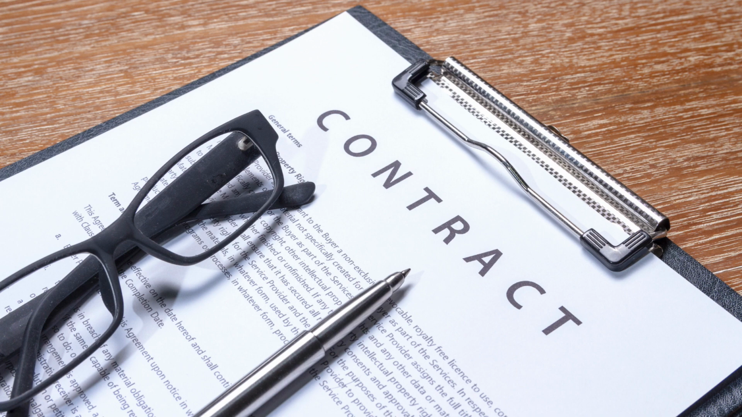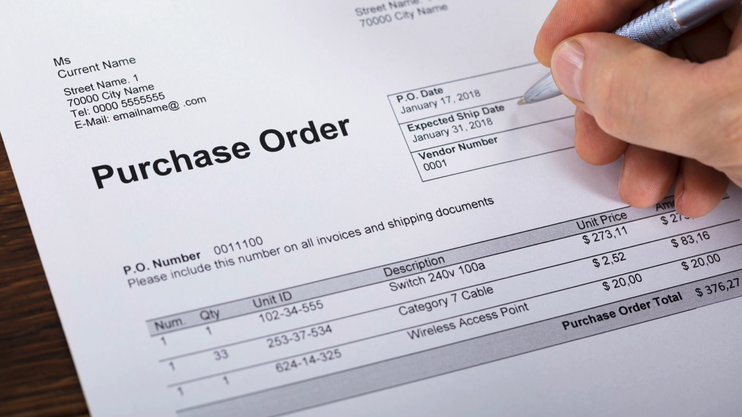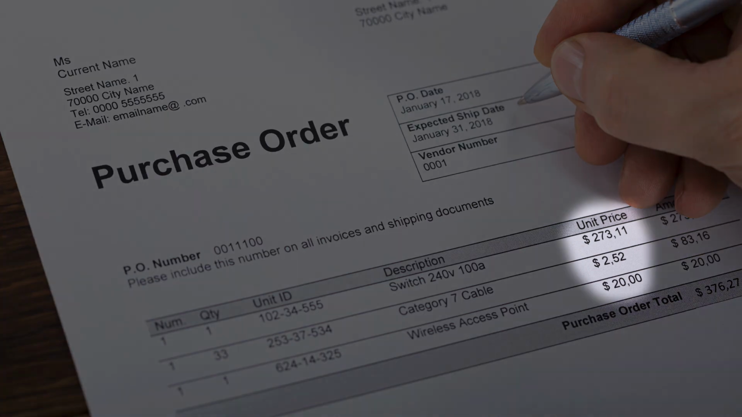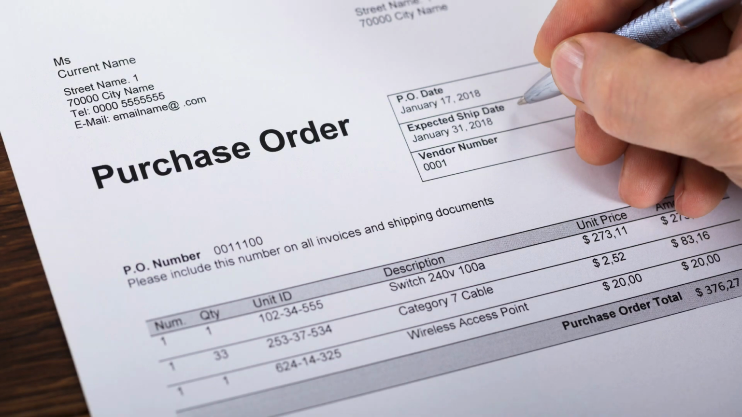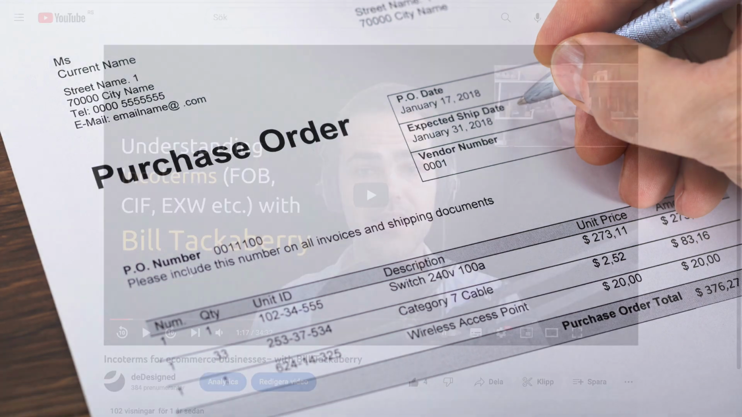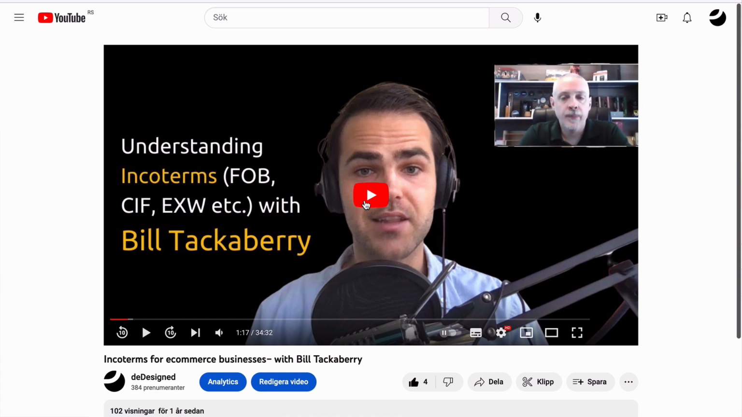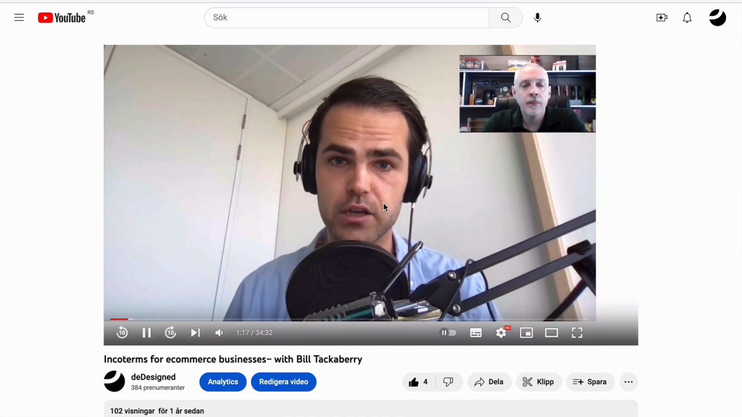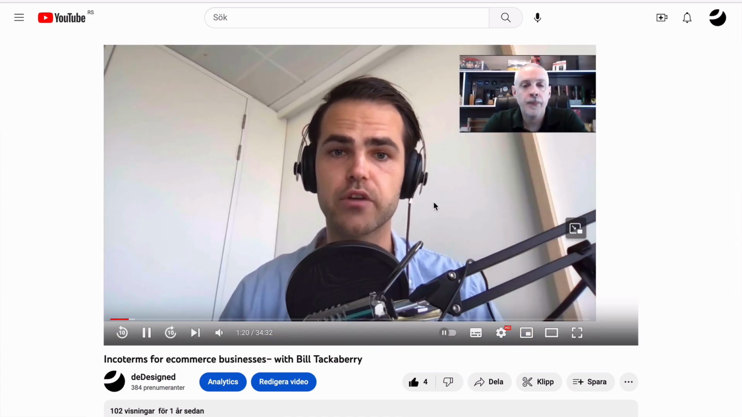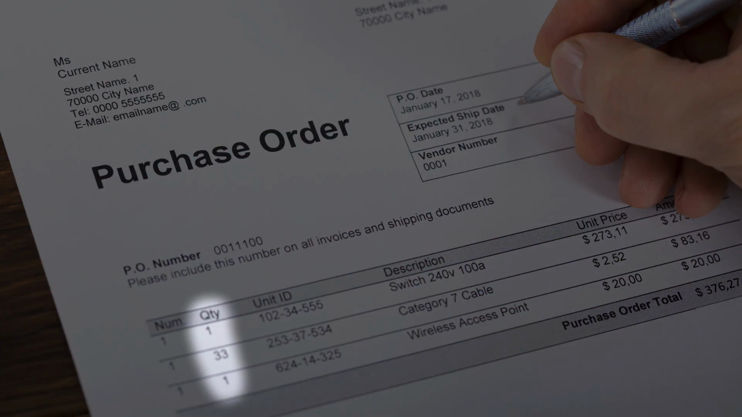And then for the actual purchase order, you will need to specify several things. The first is the price, of course. The second is the international commerce terms. And if you have not already seen the chapter on that, the Incoterms chapter, then please go ahead and do that before continuing with this lesson. Next up, you will also need to specify the order quantity and then the delivery date, of course.